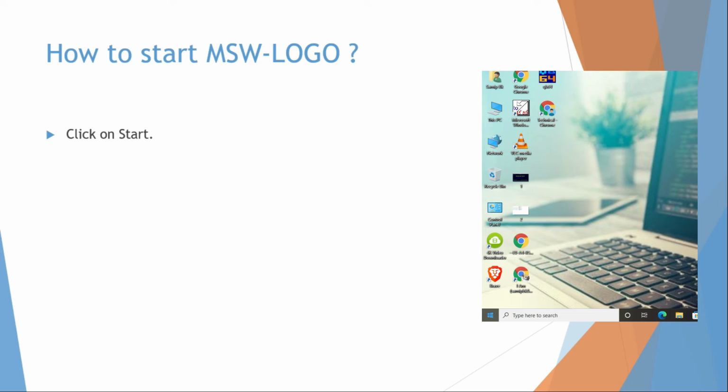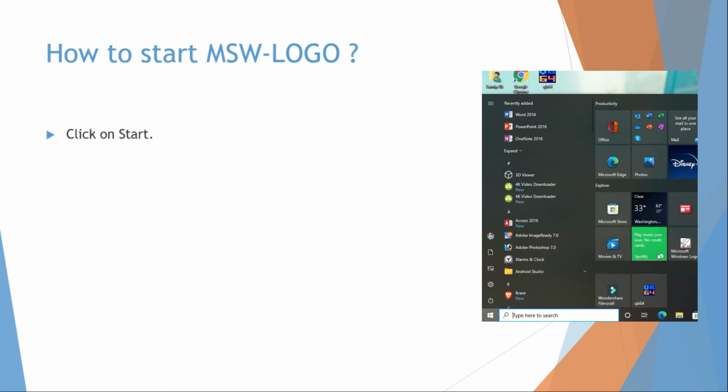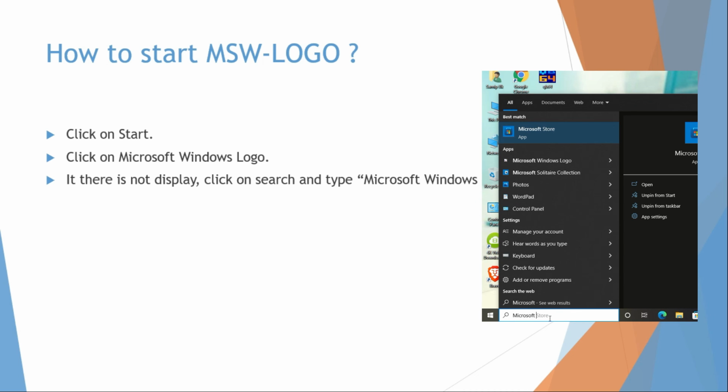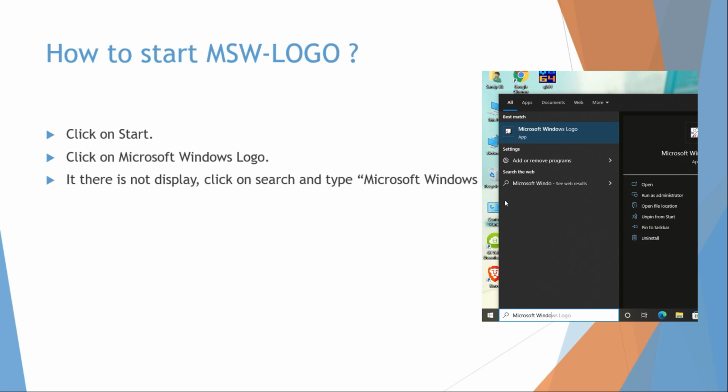How to start MSW Logo? First click on Start, then click on Microsoft Windows Logo. If it is not displayed, click on Search and type Microsoft Windows Logo.